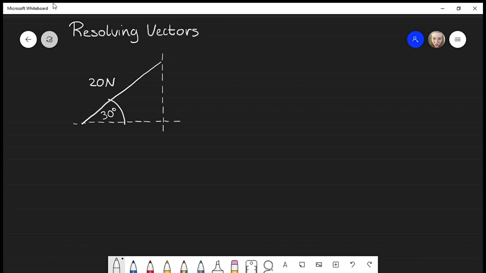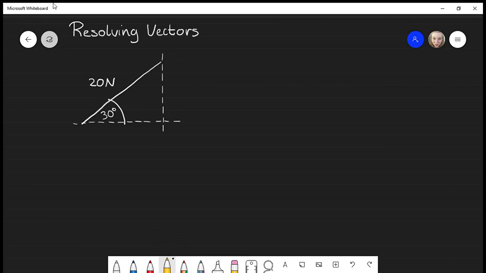Hello and welcome to this video on resolving vectors. So we're often only given the resultant vector value, and sometimes this isn't useful. We might need to resolve it into its horizontal and vertical components. So this is called resolving a vector, and this example will show you how you can do that.